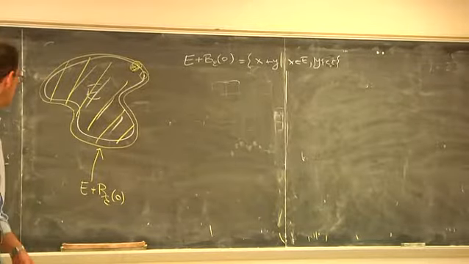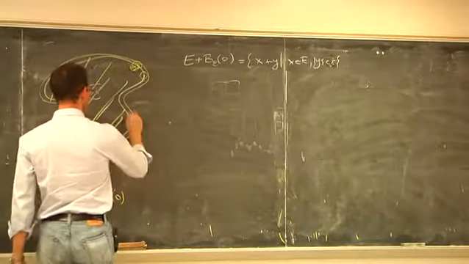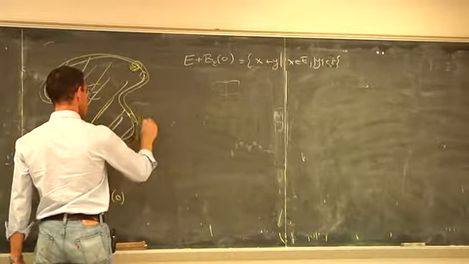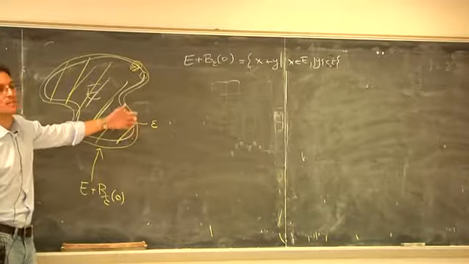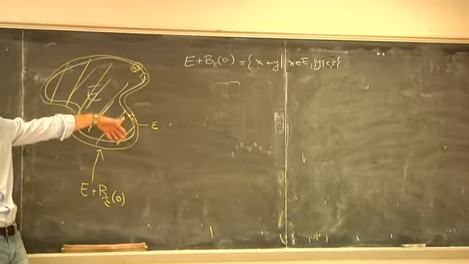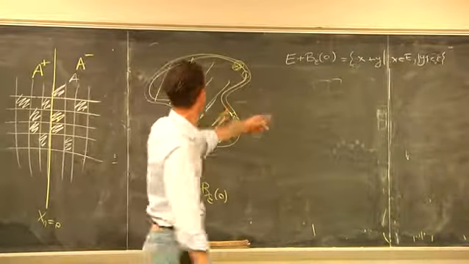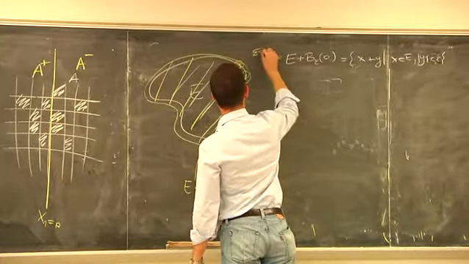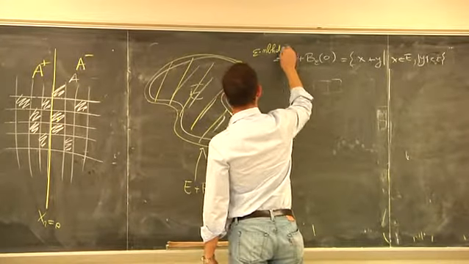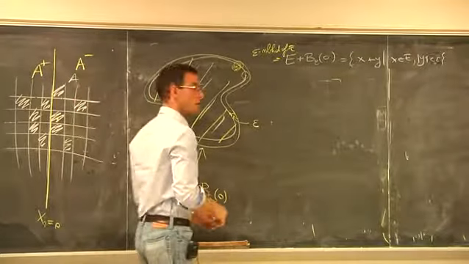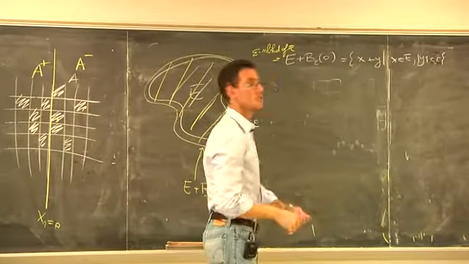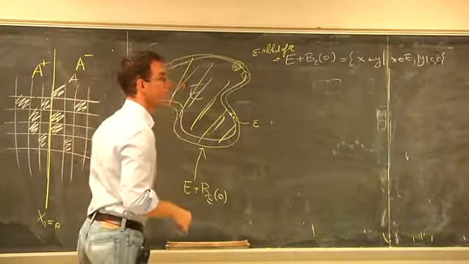Which is nothing else than the epsilon neighborhood of your set. So every point which is at a distance at most epsilon from E. That's exactly what you get. So this is the epsilon neighborhood of E. Okay, I think time is almost over.